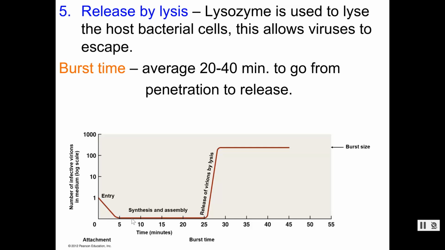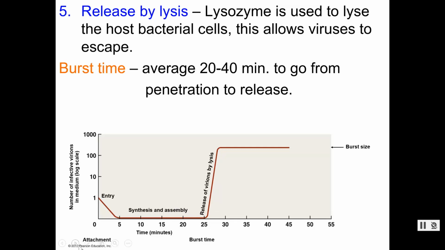So time is passing. We said anywhere between 20 to 40 minutes, depending on the type of virus it is. Inside, we're getting synthesis and assembly. It's taking over that cell. Time is passing. Then we get to the last stage, which is release by lysis. It has made a whole bunch of virions, and all of those are released when that cell lyses and falls apart. How many can be released?